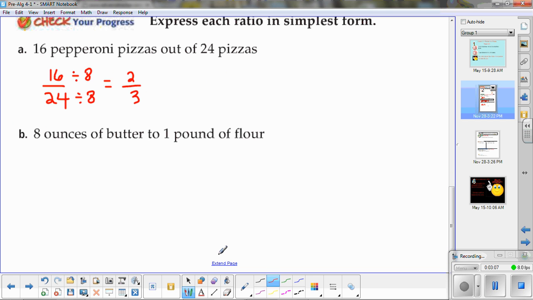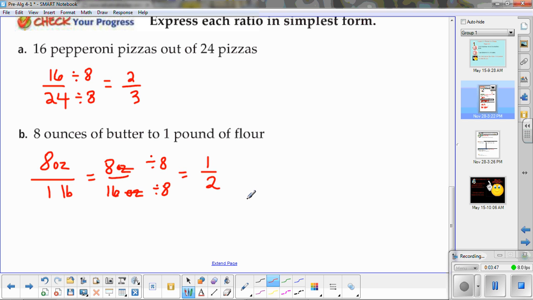The last example, 8 ounces of butter to 1 pound of flour. Since we have two different units, we're going to change them both to be ounces. There are 16 ounces in a pound, so I can rewrite this as 8 ounces over 16 ounces. Then my ounces will cancel out, and I have 8 over 16. Both of those can be divided by 8. So I end up with 1 over 2. So the ratio is 1/2 or 1 to 2.